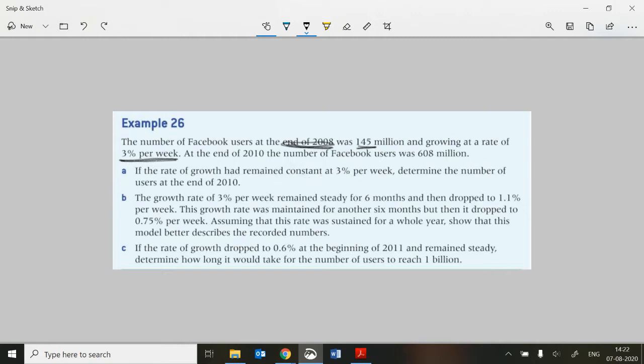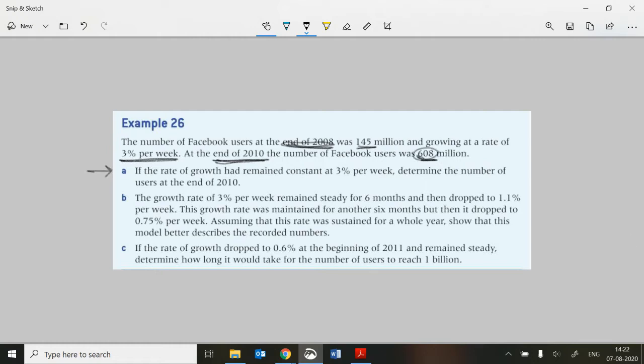Okay, and it says at the end of 2010, the actual data for the number of Facebook users was 608 million. And it also does say the end of 2010. So between these two dates, there's 2 years. And because we're talking about growth rates per week, that's 52 weeks in a year times by 2, we've got 104 weeks here.